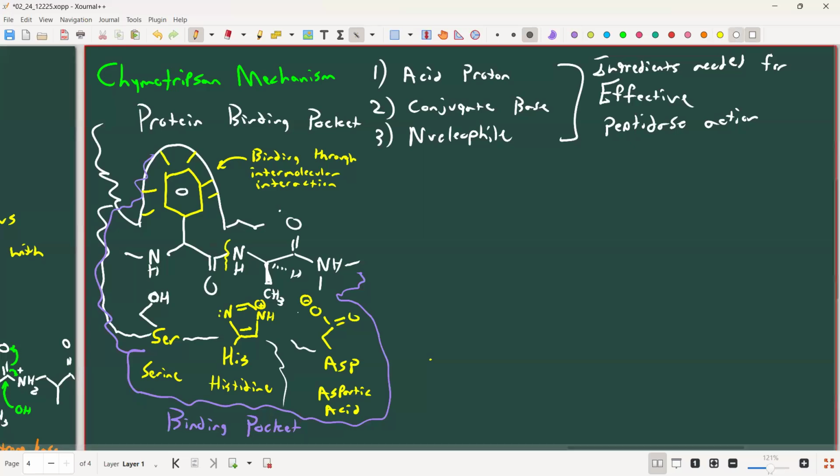The aspartate is going to take this hydrogen off the ammonia, right? And that's going to push the electrons towards this nitrogen on the other side of the histidine, right? So now you have a buildup of electrons on the histidine. It wants to donate those electrons as a donor. That means it's a base.